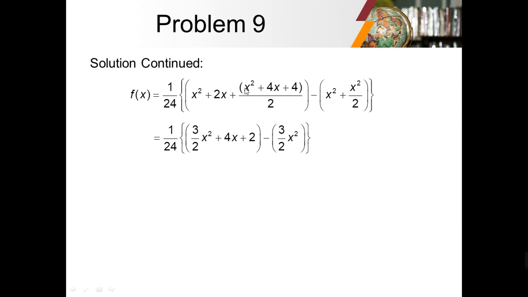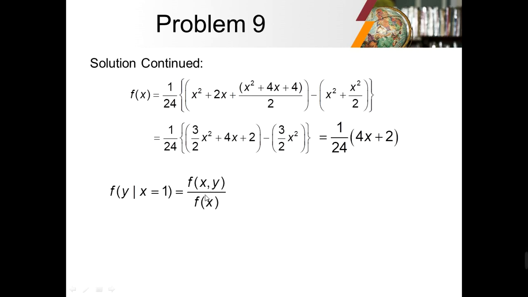So, ito ulit yung x squared tsaka x squared over 2 is 3 halves x squared. 2x tsaka 4x over 2 is 4x. Saka 4 over 2 is 2. Then, magka-cancel out ulit yung 3 halves x squared. Kaya nagiging 1 over 24 times 4x plus 2. Okay? So, ito yung ating f of x.